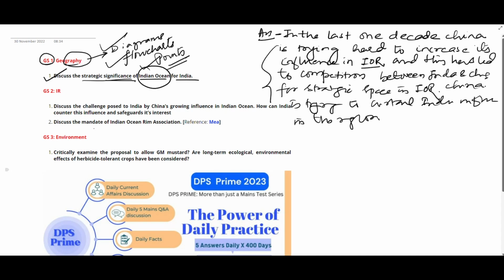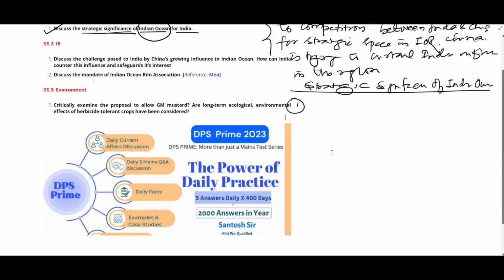This is the context. Why? Because China is trying to basically come out in this region and establish its supremacy and challenge India's supremacy in this region. Then we'll give a heading: strategic significance of Indian Ocean. First we'll give you points and then I'll draw a diagram also. So let me try to write.